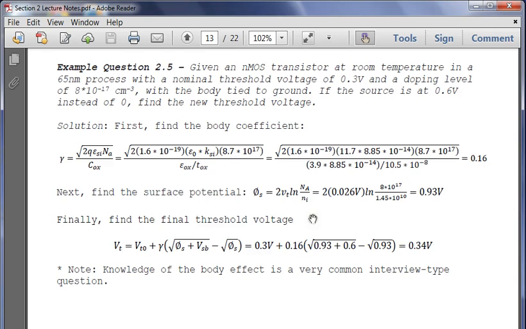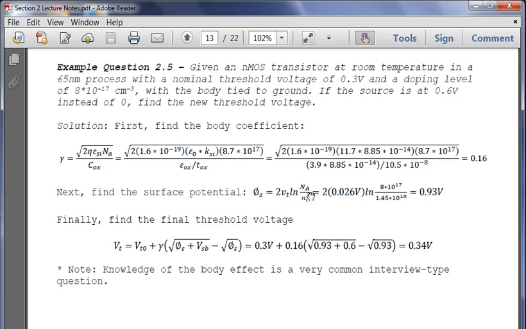Next, to find the surface potential, we multiply 2 times the thermal voltage times the natural log of our doping concentration over the intrinsic carrier concentration. This gives us 0.026 volts times the natural log of 8 times 10 to the 17 over 1.45 times 10 to the 10. And that comes out to 0.93 volts.